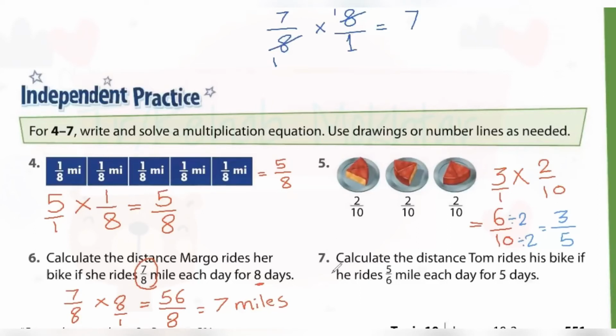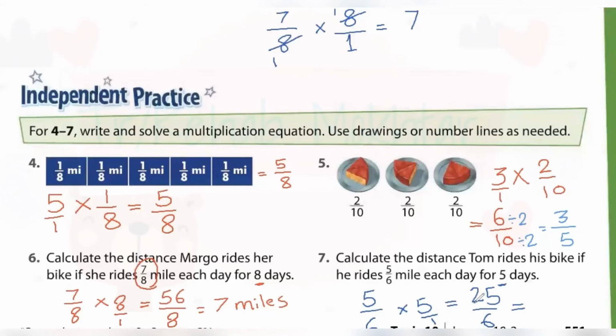Number 7. Calculate the distance Tom rides his bike if he rides 5 out of 6 miles each day for 5 days. I will multiply by 5. Now, teacher, I will multiply numerator with numerator, denominator with denominator. 5 times 5 equals 25. And 6 times 1 equals 6. What's this, teacher? This is called an improper fraction. So I have to convert it.